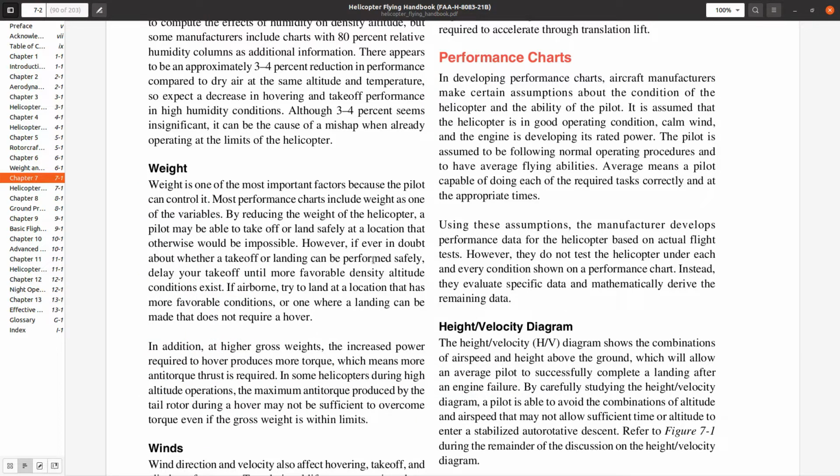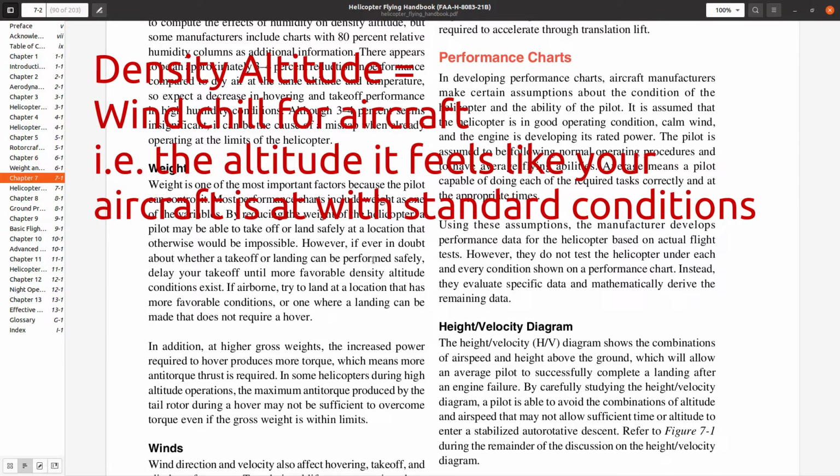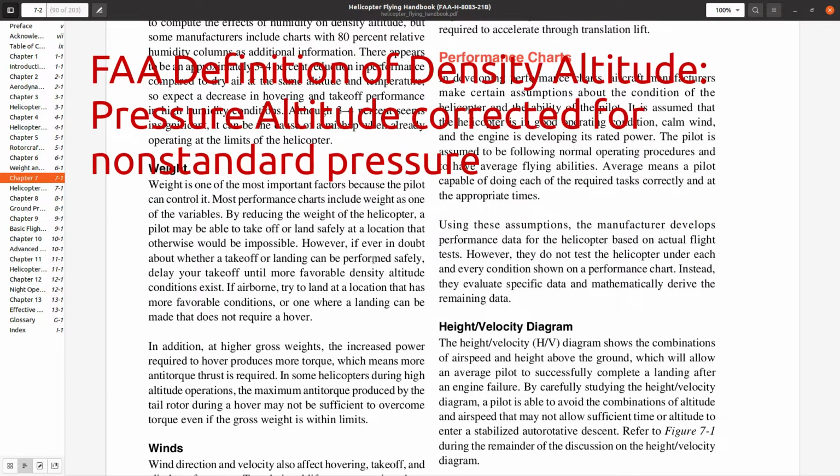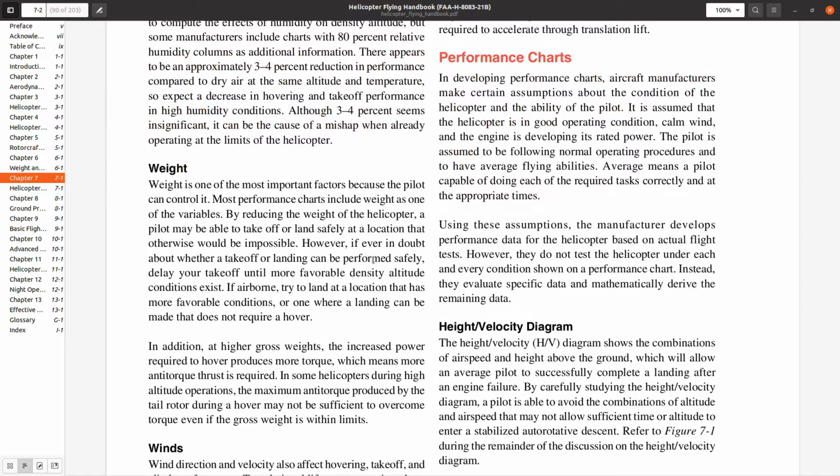So, what is density altitude? I like to say density altitude is essentially like wind chill for your aircraft. It's the altitude that your aircraft feels like it's at, and that's what we call density altitude. Technically, if you're taking your knowledge test, you have to know that it's pressure altitude corrected for non-standard temperature. But what does it really mean to you as a pilot? It's wind chill for the aircraft.